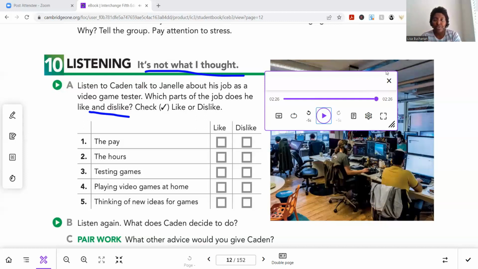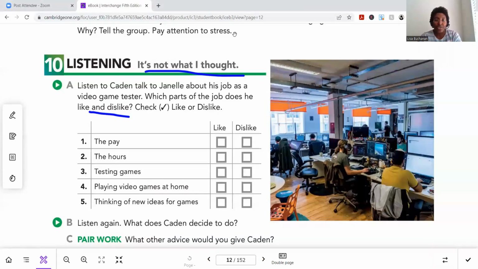Okay, how well did you listen? Did you think it was going to be easier than it was or more difficult? Let's see. So let's go ahead and check our boxes. So the pay, we're going to go ahead and put a like there. The hours, we're going to put a like there. Testing games, dislike. Playing video games at home, like. And then thinking of new ideas for games, there's a like.